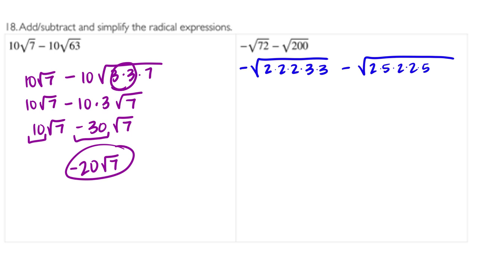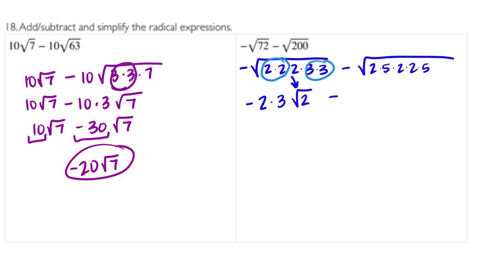Okay, so then again, I'm looking for pairs. I have a pair here and a pair here. So both of those numbers are going to come on the outside. So the negative's going to stay where it is. And then the square root of 2 times 2 is a regular 2, and the square root of 3 times 3 is a regular 3. And then I've got this 2 that's left over that doesn't have a pair.